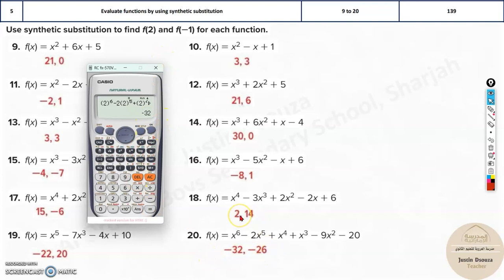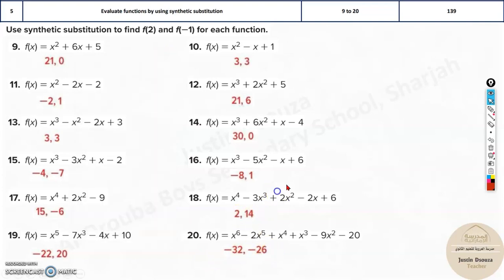So this is it. It's a very simple and very basic type of problem. All you have to do is synthetic substitution, means whatever is given, you need to substitute. That's basically the remainder, which we'll learn a bit more about in the coming topics.